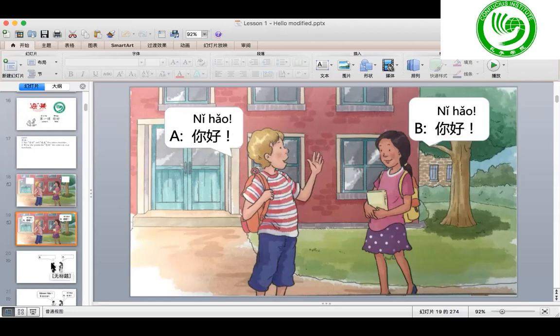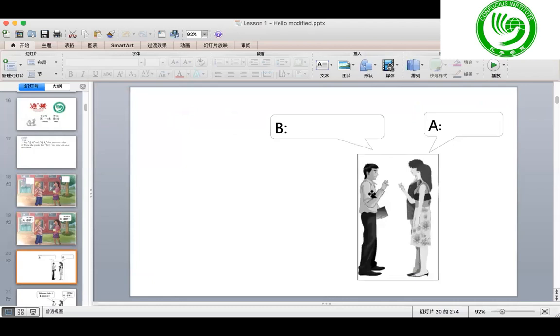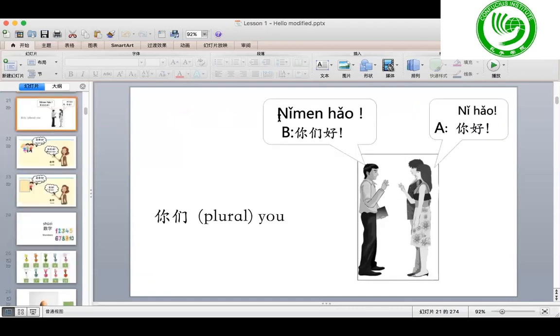And then look at this picture. He is greeting to more than one people. Yes, they want to say 你好. And what does he reply? Yes, he is gonna reply with 你们好. 你们好. 你们 also means you, but it means more than one people, more than one person, right?